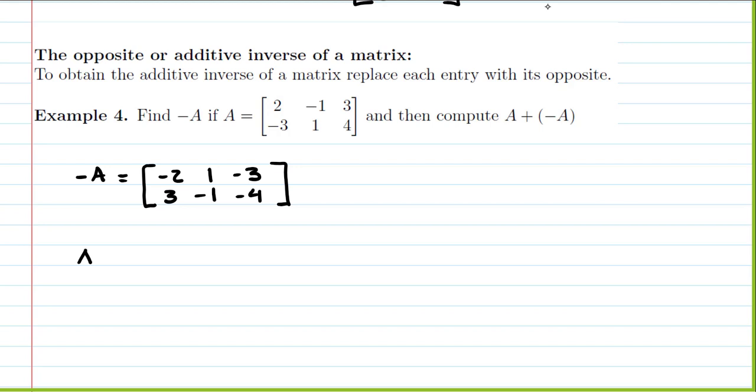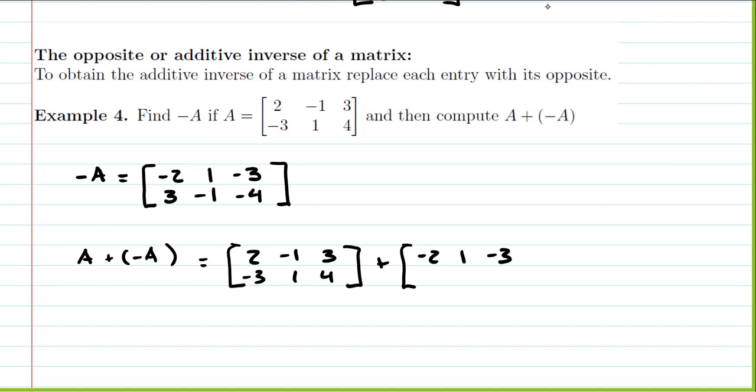So now we want to compute A plus negative A. Well, that's going to be our original matrix, 2, -1, 3, -3, 1, 4, plus the matrix we just found, negative A: -2, 1, -3, 3, -1, -4. So the sum is going to be a matrix of the same size. In row 1, column 1, we have 2 plus negative 2, which is going to be 0. In row 1, column 2, we have negative 1 plus 1, which is also 0. And in row 1, column 3, we have 3 plus negative 3, which is also 0. In fact, every entry in the sum is going to be 0.